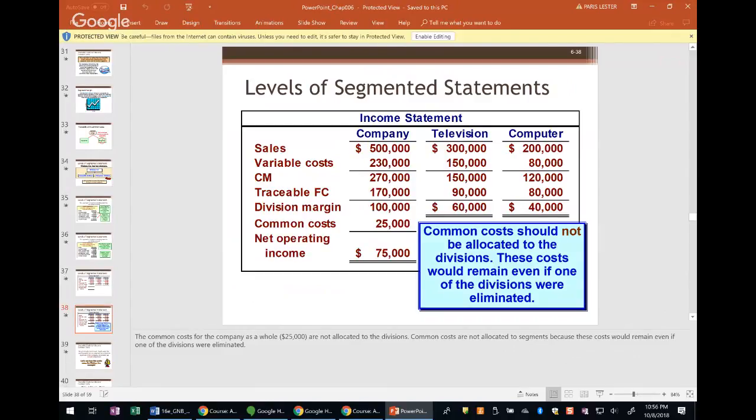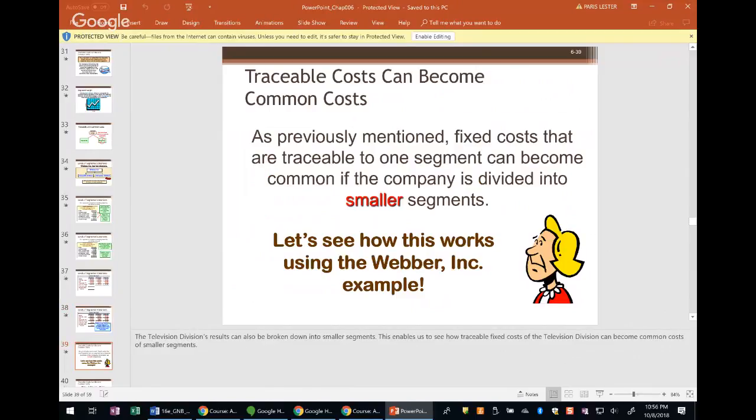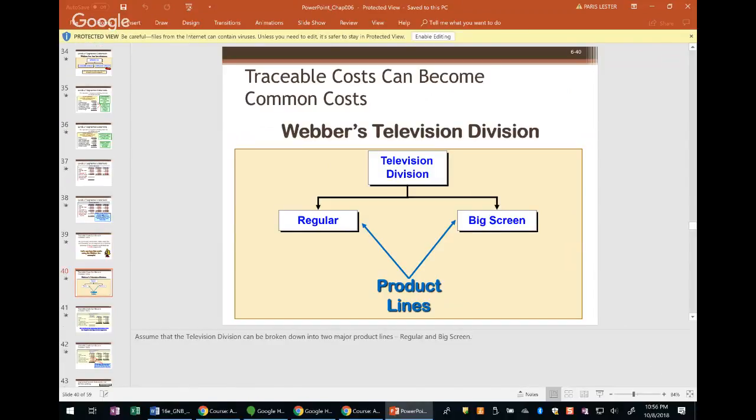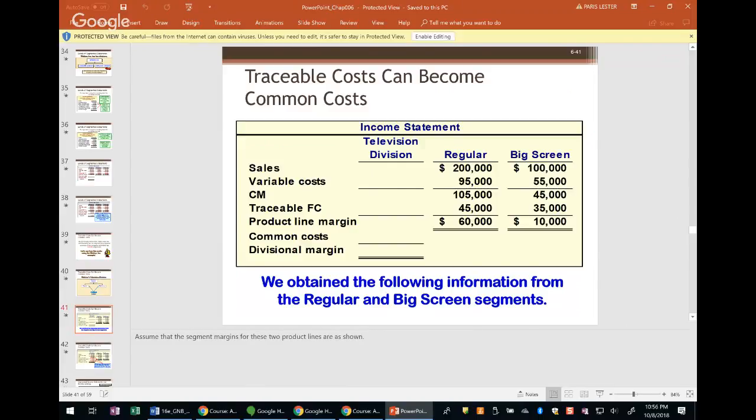Okay, you've got the company, and you've got the television and the computer. All right, traceable costs can become common cost. Now, even when you get to the TV, you've got normal screen and big screen, product lines, which could be segments.